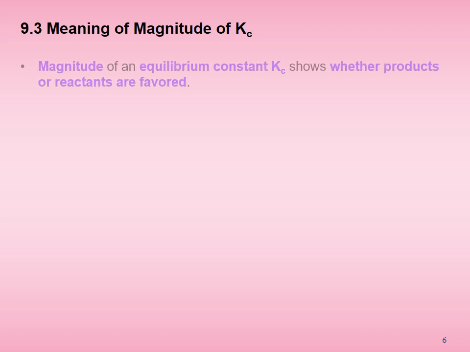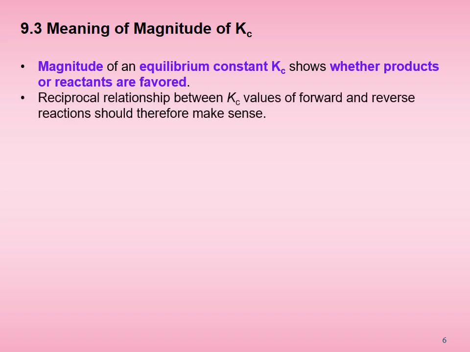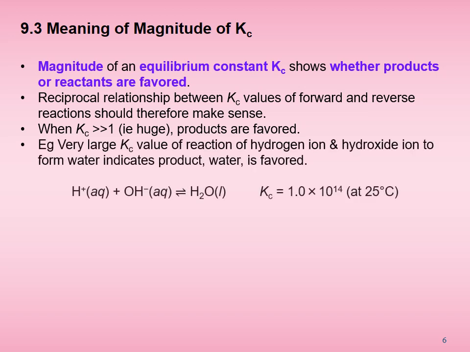The magnitude of an equilibrium constant reveals whether products or reactants are favored, so the reciprocal relationship between Kc values of forward and reverse reactions should make sense. A huge Kc value, that is a value that is a lot greater than 1, means that product formation is highly favored. For example, for the reaction of hydrogen ion and hydroxide ion to form water, the value of Kc is huge. The very big magnitude of Kc clues us in on the idea that the product water is favored.